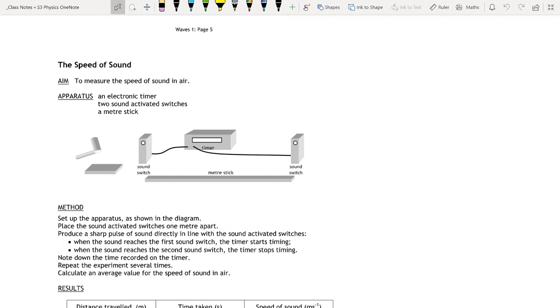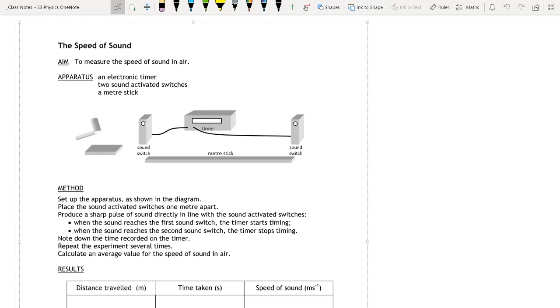I know you might think, well, don't they just both detect at the same time? Not quite. There is a difference between where this detects the sound and this detects the sound. It's very small, but there is a difference, because sound has to travel. We know that sound has to vibrate and pass on its energy in the air particles. So that is basically what this experiment is.